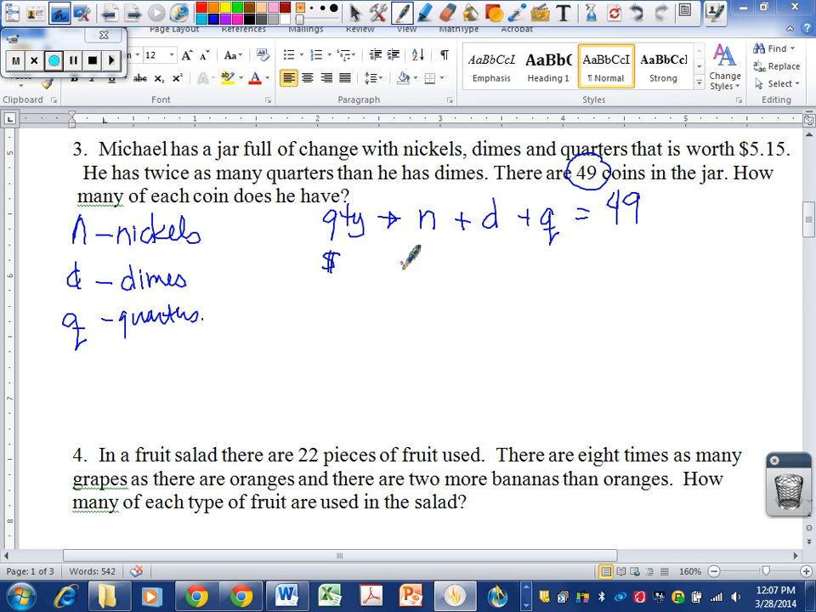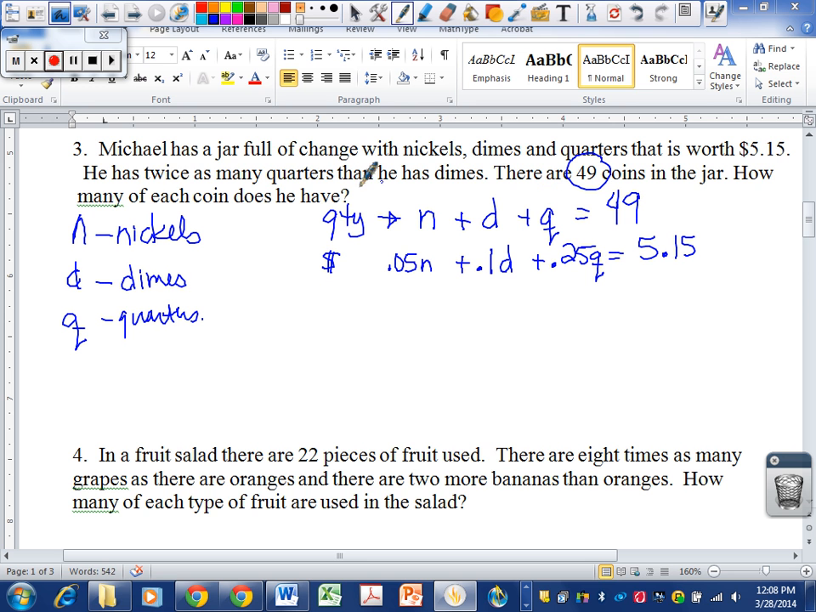Each nickel is worth 0.05 of a dollar. Each dime is worth 0.1 of a dollar, and each quarter is worth 0.25, and that equals 5.15. Okay, we could make this a lot easier by taking away all these decimals. 5n plus 10d plus 25q equals 515. Okay, without any decimals. But if you decimalize this, you decimalize that, and vice versa.